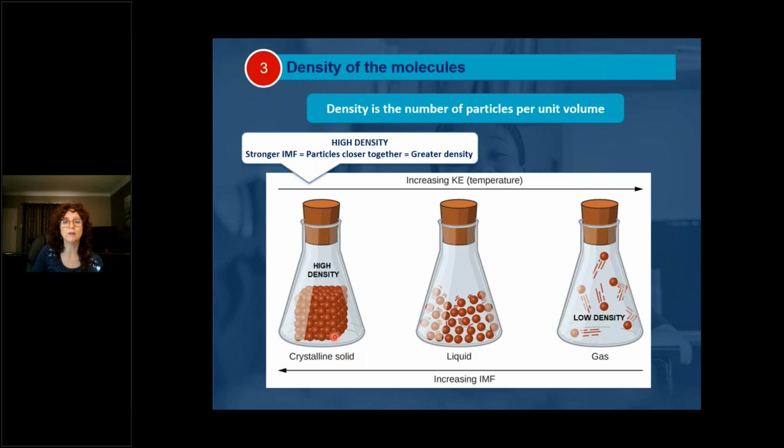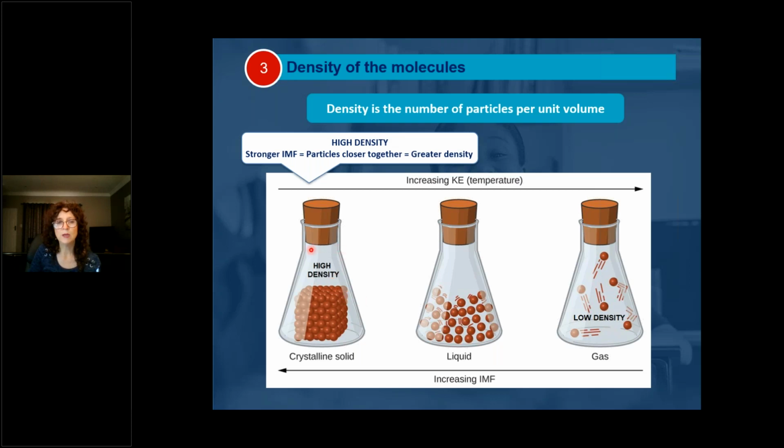Now the density of the molecules. Here you can see a solid, a liquid, and a gas. So what is happening as the kinetic energy increases? There will be a decrease in intermolecular forces. So here you can see if the kinetic temperature decreases, the intermolecular force will increase. So from a gas to a solid, the intermolecular forces increase, and from a solid to a gas, it will decrease.